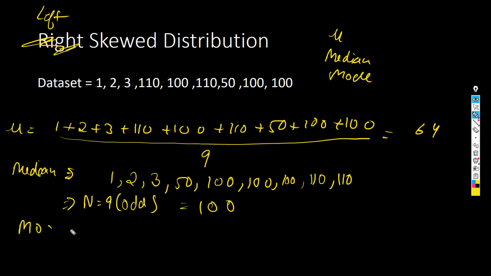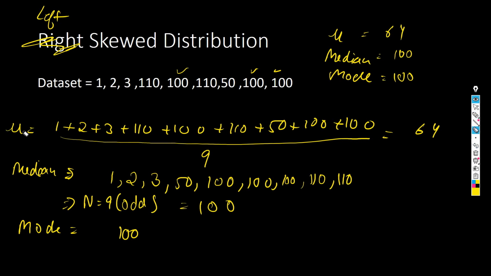And what will be our mode? It will be 100 because we have 100 three times and that is the maximum count. So we can say 100 is the number which is occurring most of the time. So your mean is 64, median is 100 and mode is again 100.